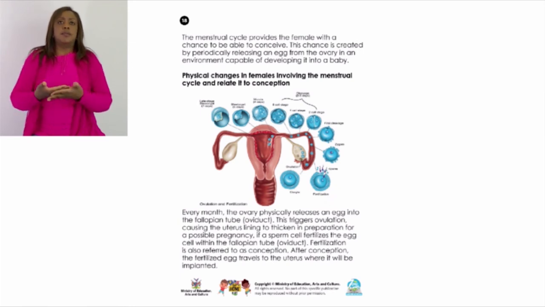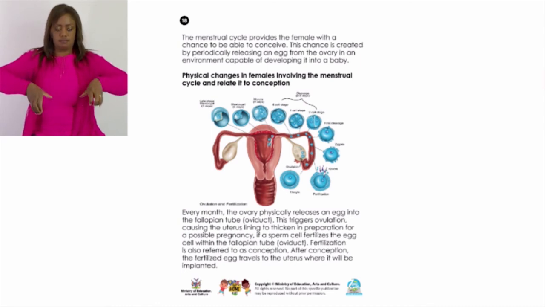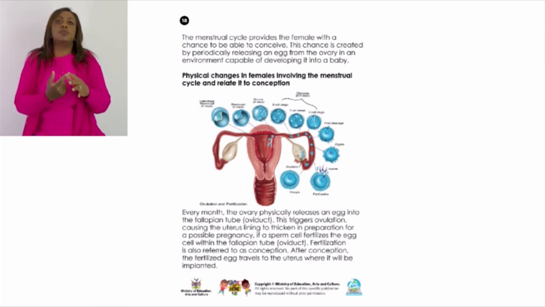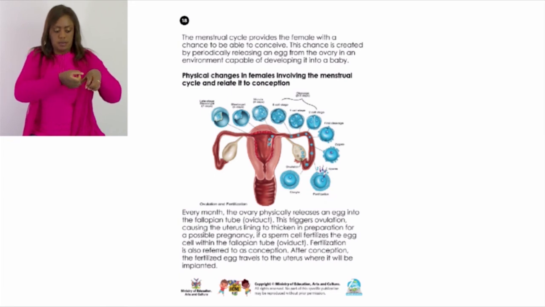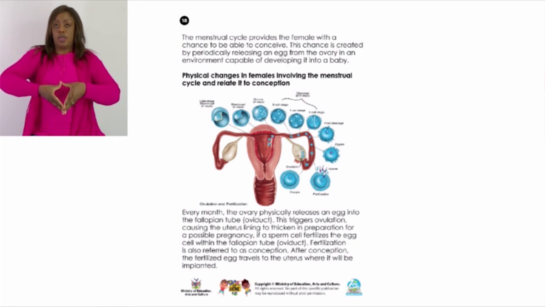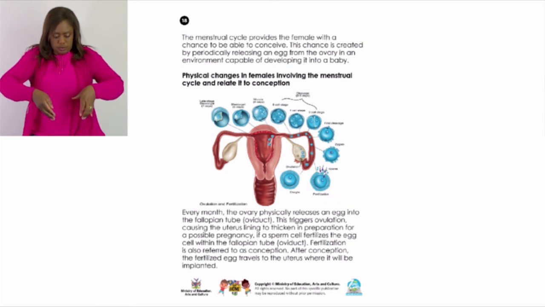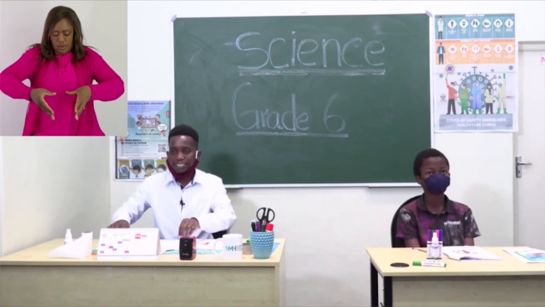Physical changes in females involving the menstrual cycle, and then let us relate these physical changes to conception. We have a diagram to assist us to better understand how the menstrual cycle works, or how conception can occur. So every month, the ovary physically releases an egg into the fallopian tube, which is also known as the oviduct. This triggers ovulation, causing the uterus lining to thicken in preparation for a possible pregnancy. And if a sperm cell fertilizes the egg cell within the fallopian tube or oviduct, fertilization is also referred to as conception. After conception, the fertilized egg travels to the uterus where it will be implanted. Let's continue on page 19.